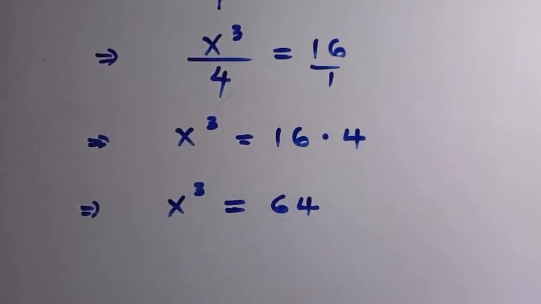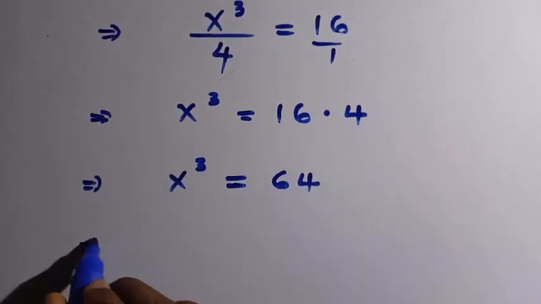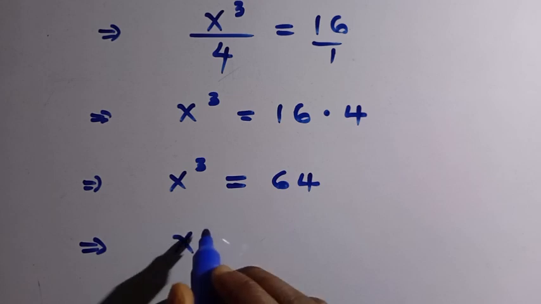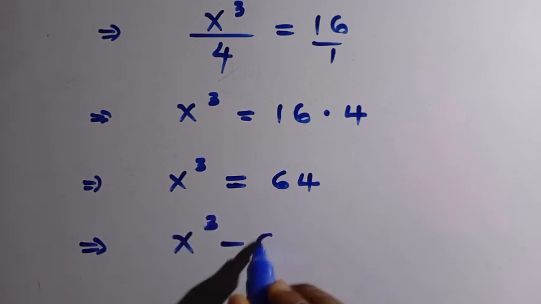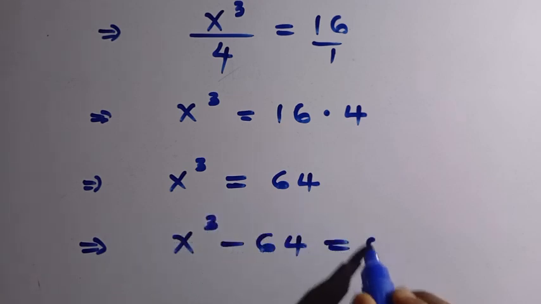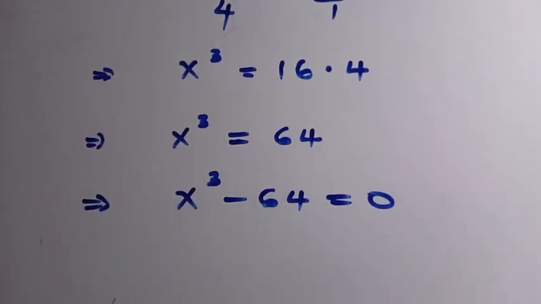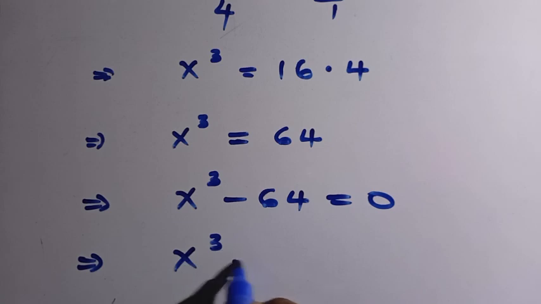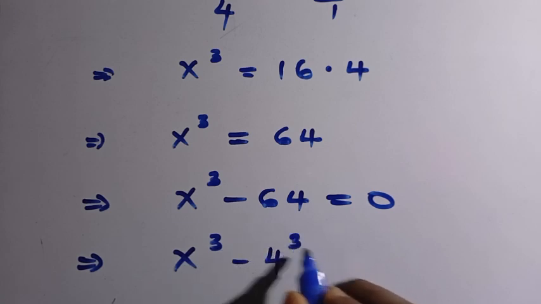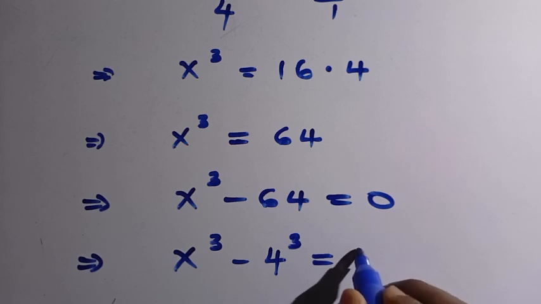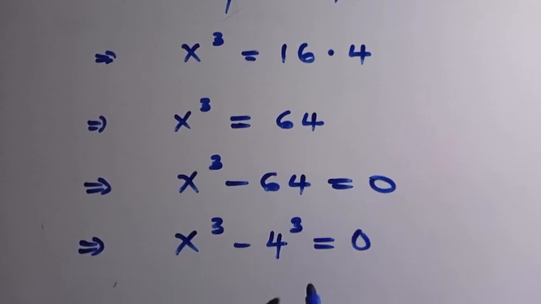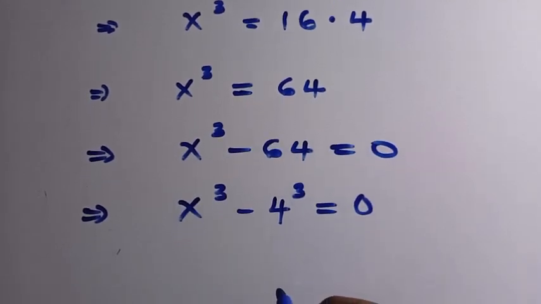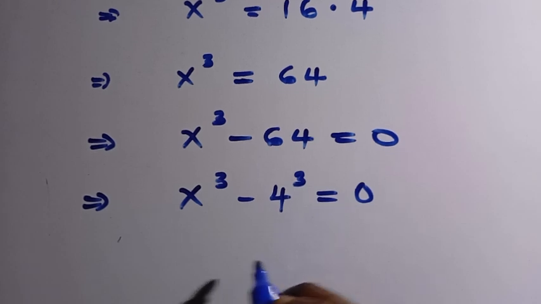And by transferring 64 to the left hand side, we have x power of 3 minus 64 equals 0. So here we have x power of 3 minus, 64 we can write as 4 power of 3, and this equals 0. From these expressions we have to get 3 values, because here is a cubic equation.